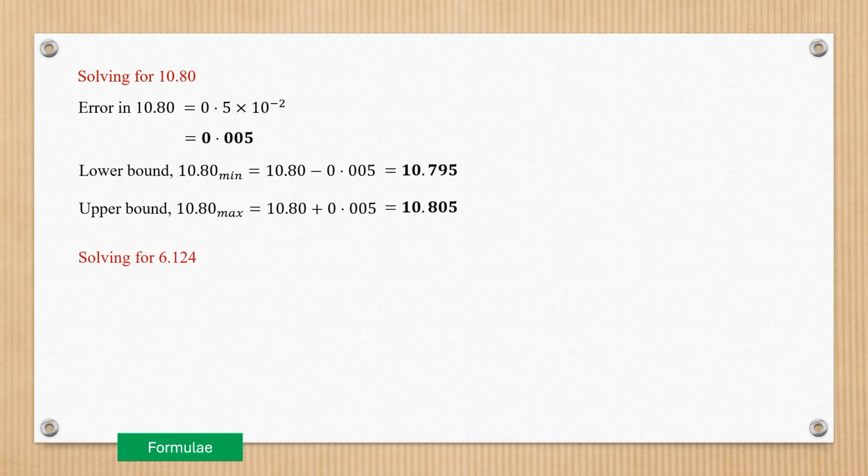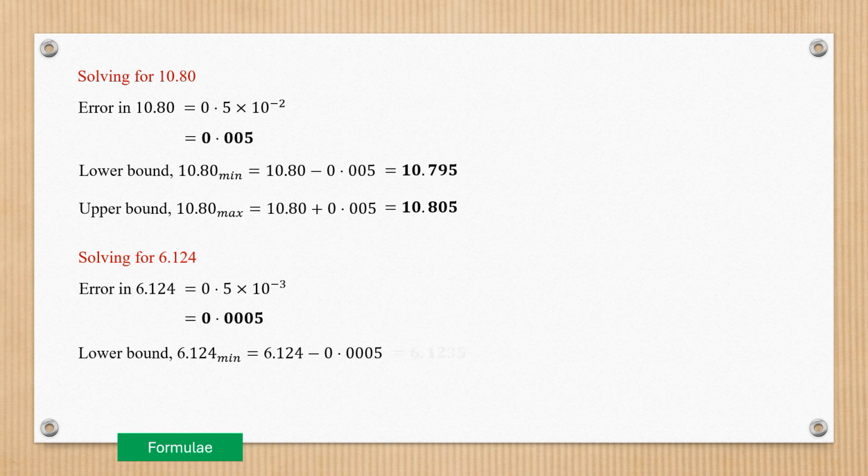Let's look at 6.124. It's to 3 decimal places, so the error in it is 0.0005. So its lower bound is 6.1235, and its upper bound is 6.1245. Alright, so that's what we actually found.